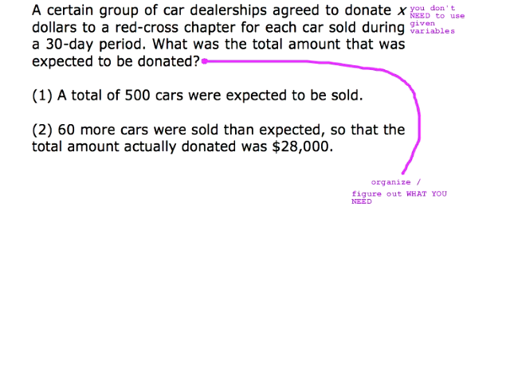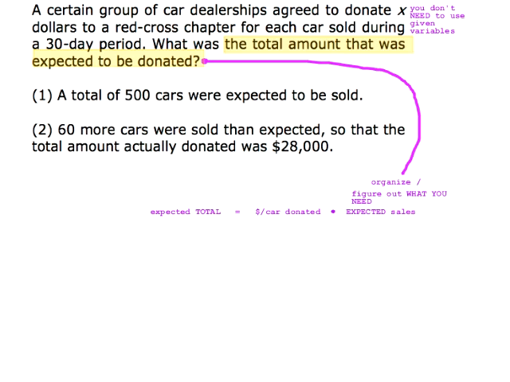So, what's going on here? What would we need to find this quantity? Total amount that was expected to be donated. Exactly, right? We need number of cars by dollars. So this X is not necessarily useful to us here, but the expected total is going to be the expected donation. It's the donation per car times expected number of sales.